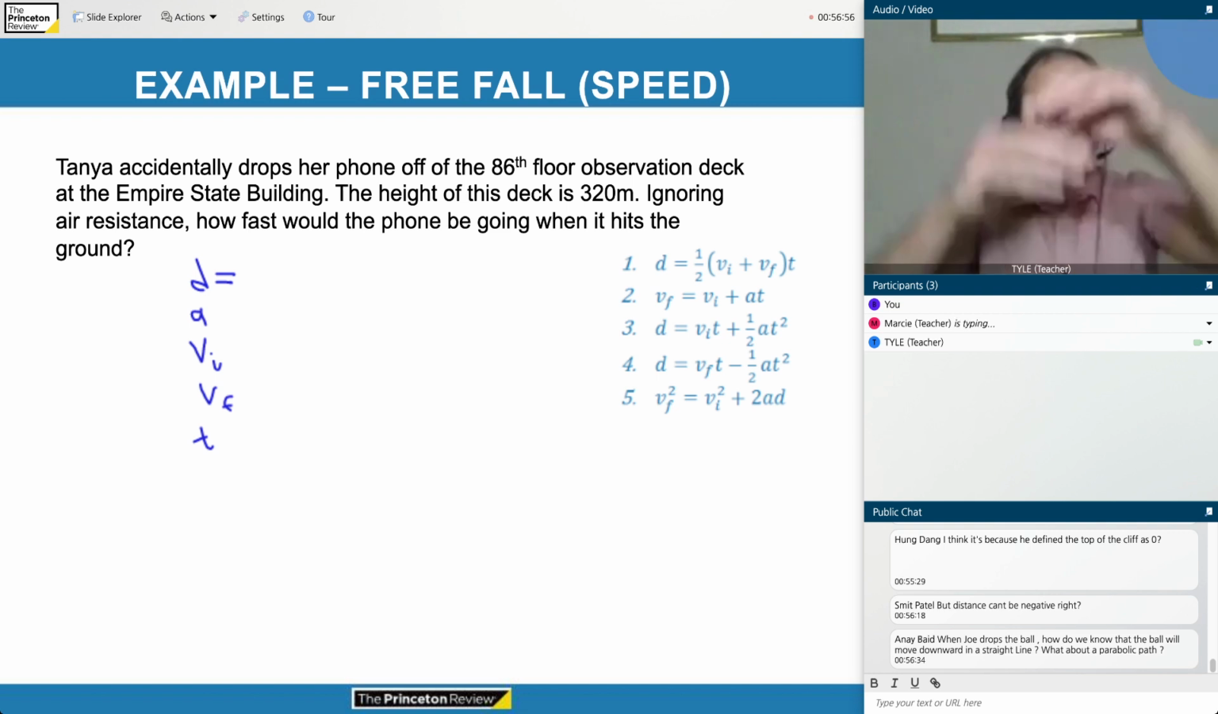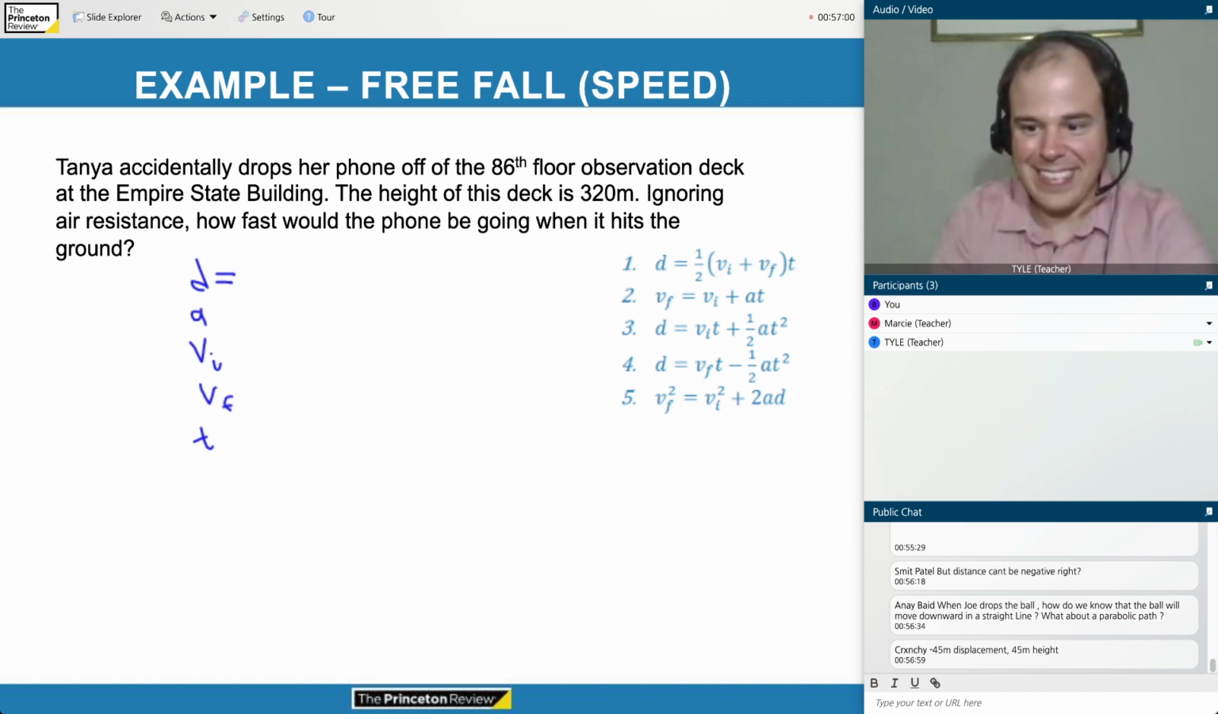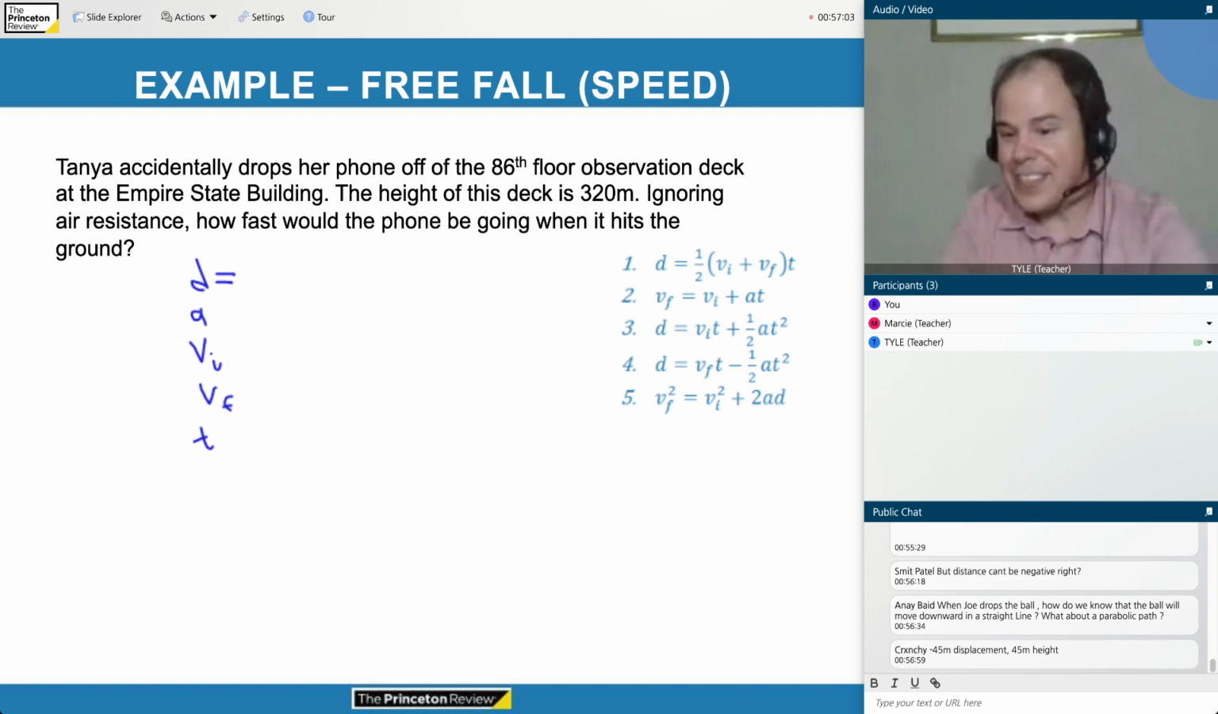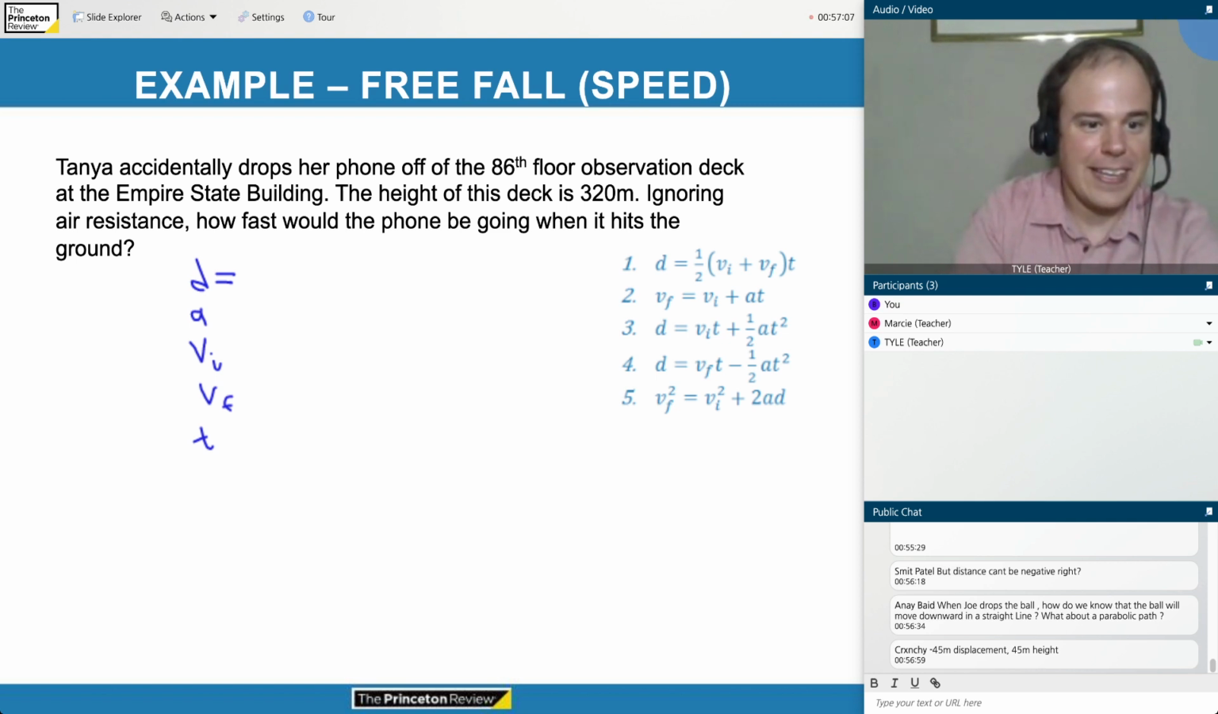Yep. In this case, he just dropped it, so it just went straight down. Good question, Ane. Yeah, good. So we say the height is 45 and the displacement was minus 45. Yep, absolutely. And we'll see a little more about that in this example.